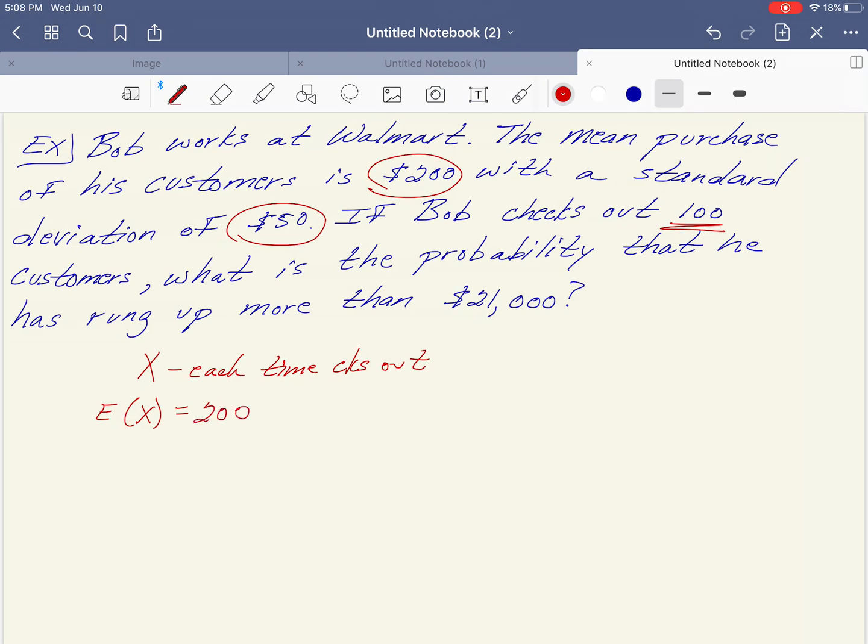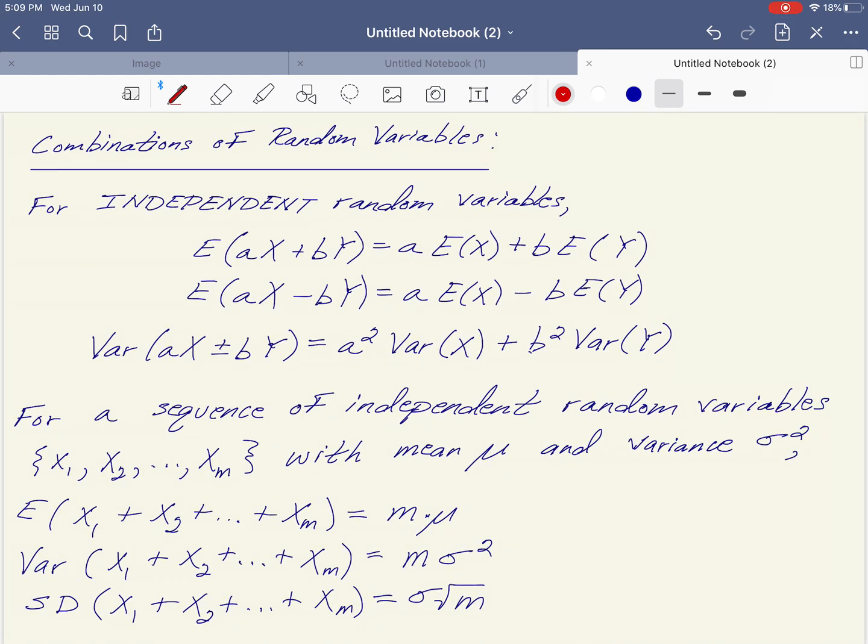We have E of X equal to 200. We have standard deviation of X equal to 50. And as far as the formulas we're about to see, we're going to say there's the first customer plus the transaction with the second customer plus the transaction with the third customer, on and on until we get to plus the transaction with the 100th customer. So as far as the formulas go, this 100 is taking the place in the notation of the M. So M is equal to 100.